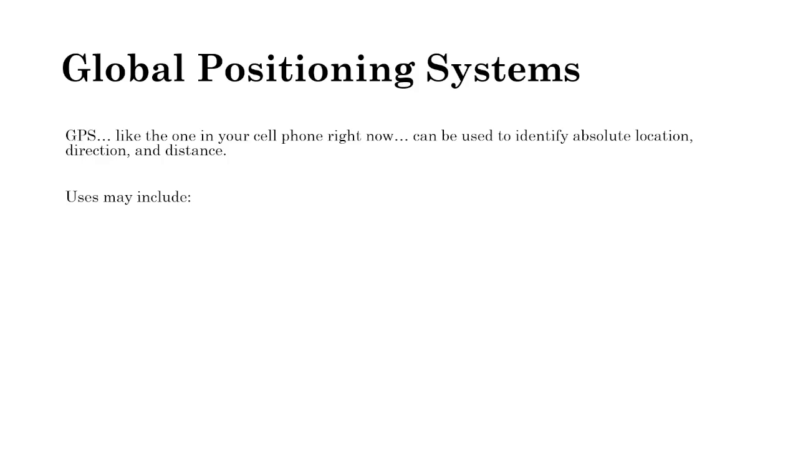Let's talk about global positioning systems. What's a global positioning system? That sounds fancy. GPS is a global positioning system. Yes, now you know what GPS actually stands for. The GPS in your phone is a global positioning system. And they're used to identify absolute location, direction, and distance. So these concepts, yes, they have purpose.